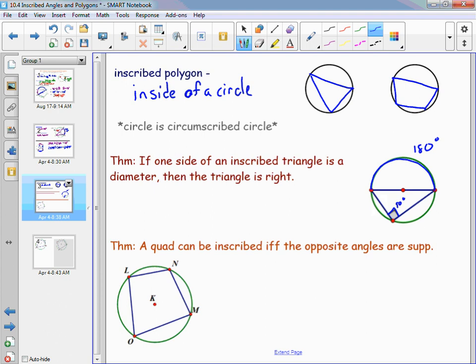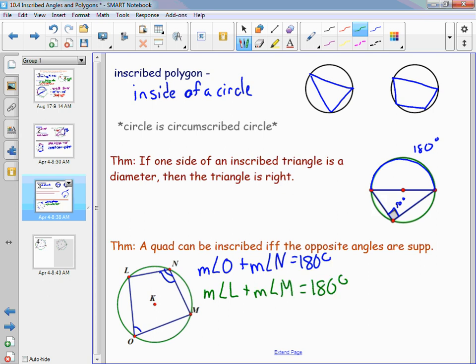Next theorem: a quad can be inscribed if and only if, remember IFF stands for if and only if, the opposite angles are supplementary. So we'd have here that angle N and angle O are supplementary, as well as the measure of angle L plus the measure of angle M also equals 180 degrees.